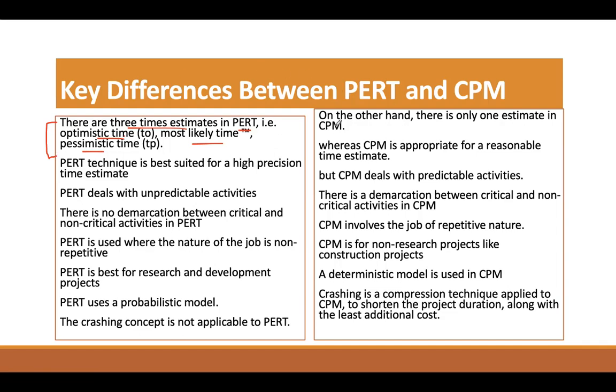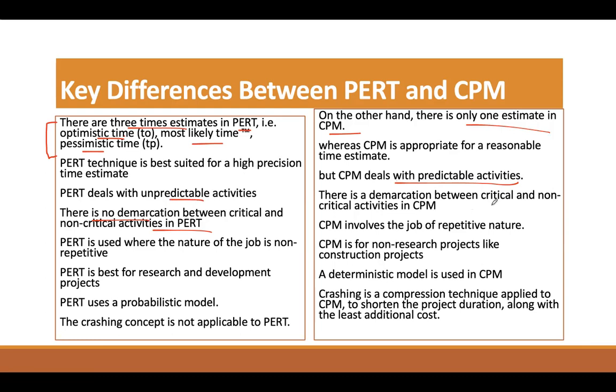On the other hand, when we talk about the critical path method, here the time taken to complete the activities is clearly known, right? Because mostly those are reoccurring activities, or we have a database related to the time taken by these activities. So PERT is best suited for high precision time estimates, and it deals with unpredictable activities like I told you earlier. CPM mostly deals with predictable activities. In a PERT diagram, we are just calculating the time estimate, and there's no demarcation between critical and non-critical activities. In CPM, there's a demarcation between critical and non-critical activities.